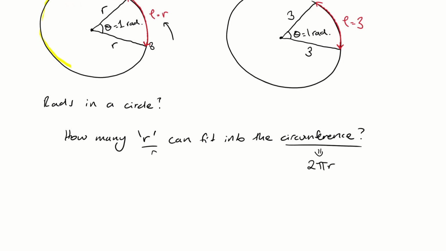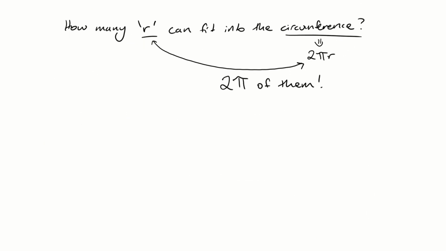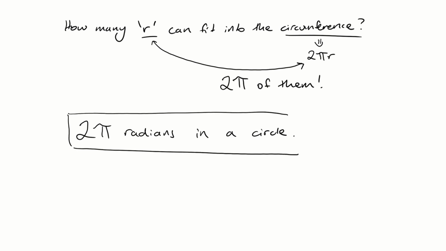So how many of these r's can we get into 2 pi r? Well, a simple division, we can see that we can get exactly 2 pi of them. So this is the important part that I really want you to remember, is that there are 2 pi radians in a circle. Okay, and we've just proved that a little bit with that demonstration that we just did before. But the main takeaway that I want you to get from all of that is that there are 2 pi radians in a circle.